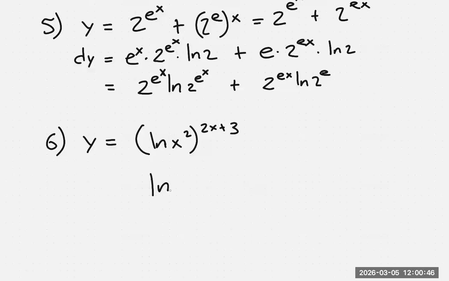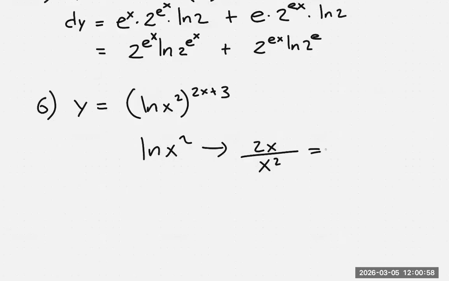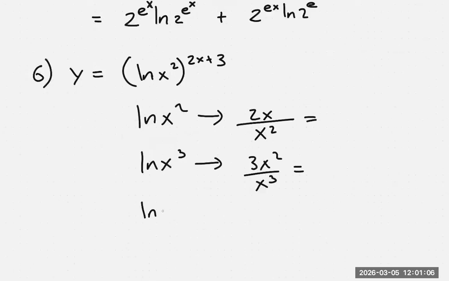If you have ln x squared, differentiate it, you're going to get 2x, the derivative, over the function. You can check what it breaks down to. I won't tell you if you don't see it. Ln x cubed, differentiate that, 3x squared over x cubed. One more. Ln x to the 5. Differentiate it, you're going to get 5x to the 4 over x to the 5.